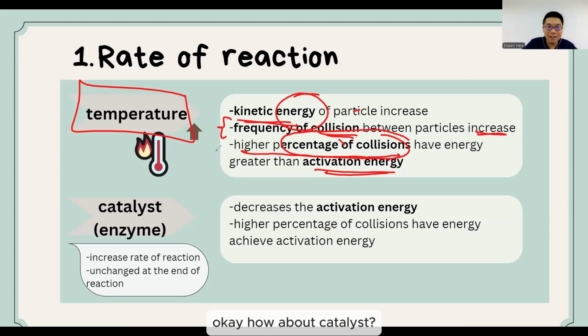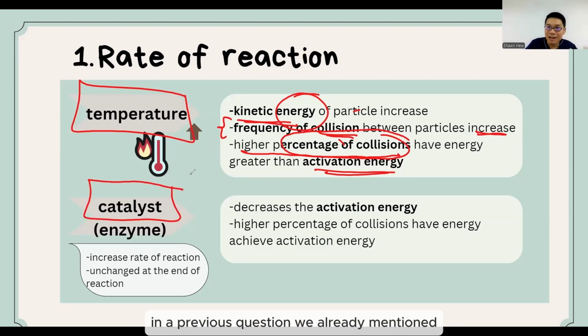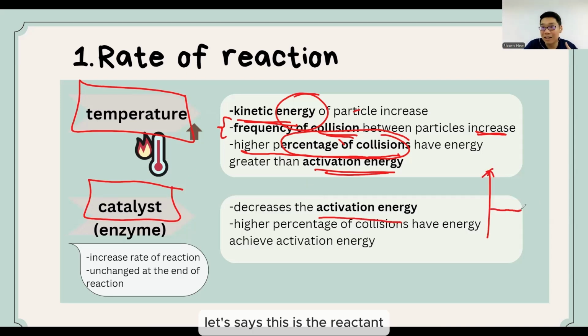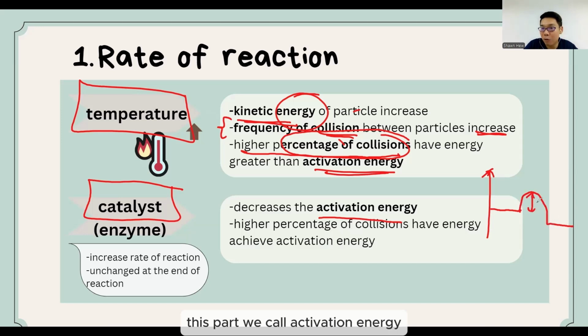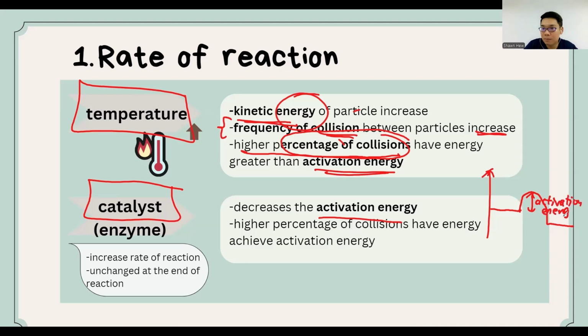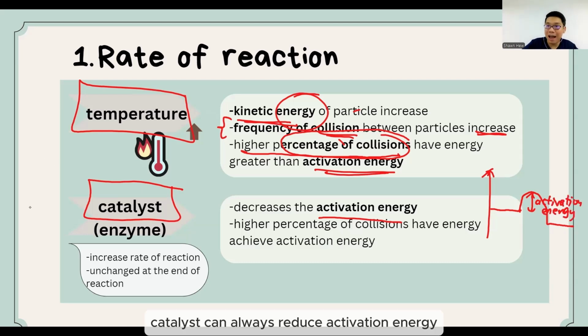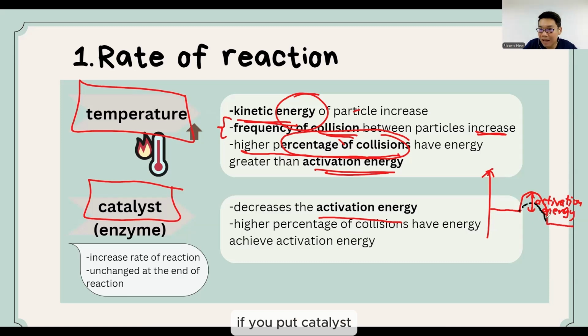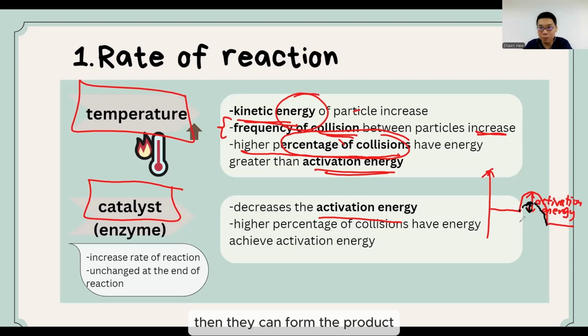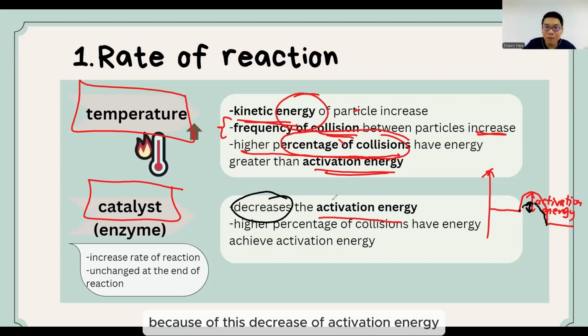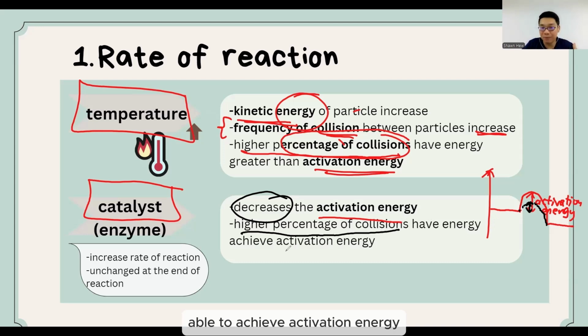Okay, how about catalyst? In the previous question, we already mentioned that catalyst will decrease the activation energy. Let's say this is the reactant, and this is the energy required for it to react; this part we call activation energy. Catalyst can reduce the activation energy. If you add catalyst, the reaction only needs to achieve this amount of energy, then it can form the product. Because of this decrease of activation energy, a higher percentage of collisions are able to achieve activation energy. That's why the rate of reaction increases.